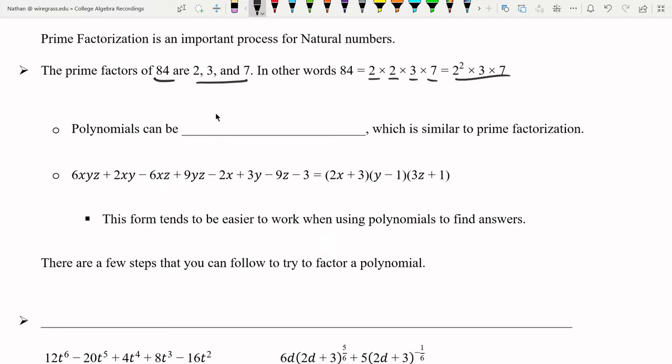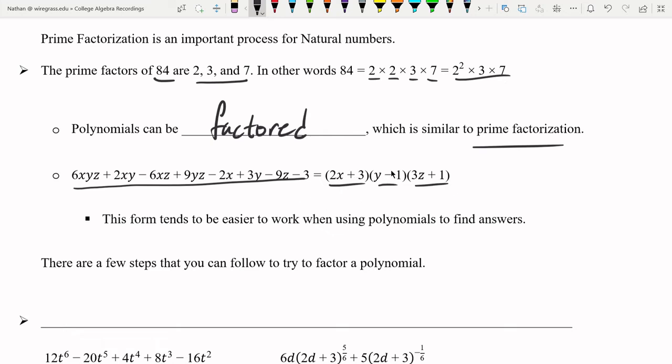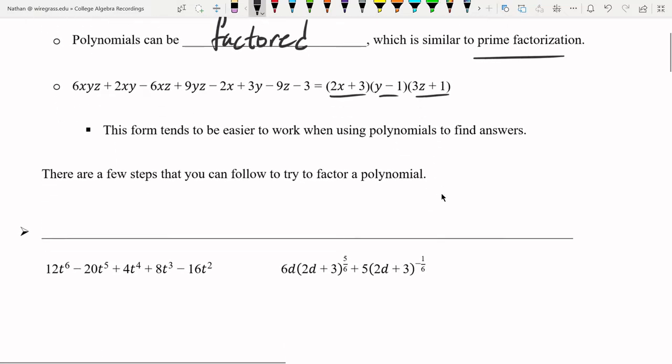Now, polynomials can be factored, which is similar to prime factorization and very much helpful to work with, just like prime factorization is helpful to work with. So this polynomial here can actually be factored down into three distinct factors: 2x plus 3, y minus 1, and 3z plus 1. Actually multiply this thing out and prove to yourself that this is the same thing as this. This is a nicer form though, because it's more compact and is easier to work with in a lot of ways. Now, there are a few steps that we can try to factor a polynomial.